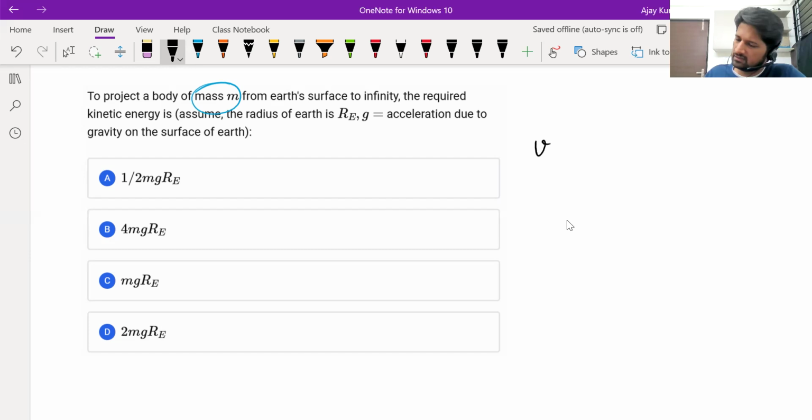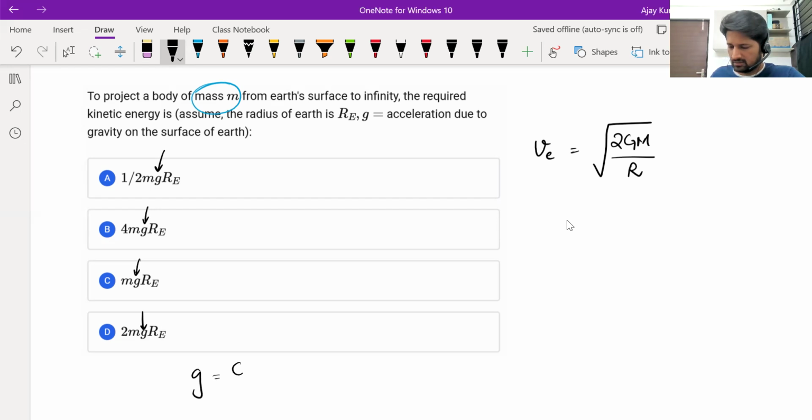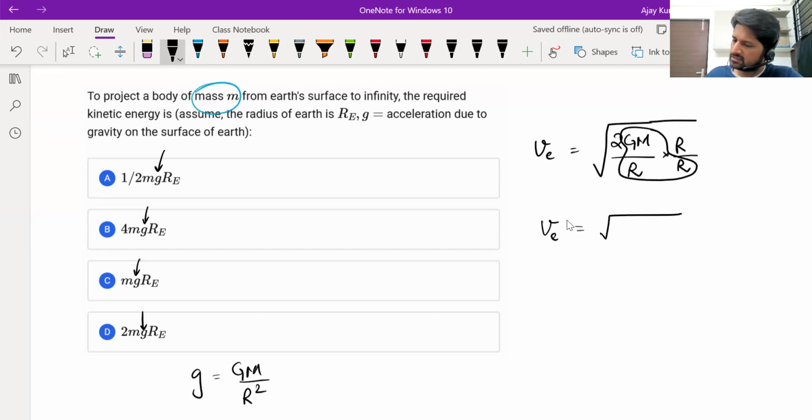Now, escape velocity, the formula is under root 2GM by R. They are expecting the answer in terms of small g. That's the only thing you need to be careful about. And what is small g? Small g is GM by R square. So inside this bracket itself, multiply and divide by the radius of the planet. GM by R square can be written as small g. So escape velocity can also be expressed as under root 2 small g R, where small g is the acceleration due to gravity on the surface of the planet.